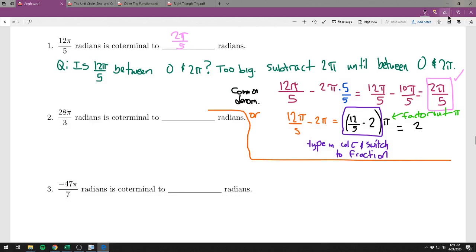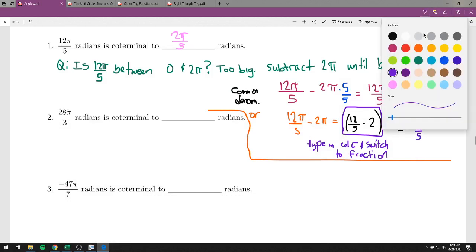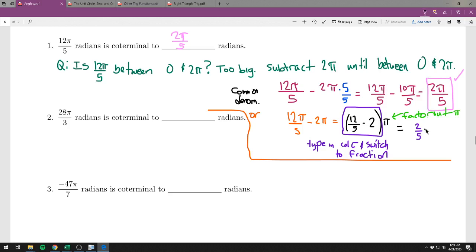This gives us, do that in purple, 2 over 5. And then we leave the pi that's from there before I attached on. And that's how we can get our answer. Okay, either one is fine by me.